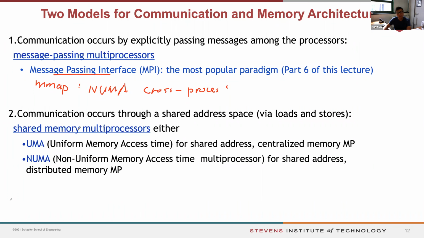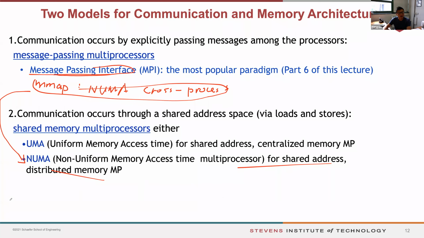Cross-process, when you communicate across shared memory addresses, right? So you typically use, right, this is NUMA, okay? So for the distributed case, sorry, for distributed, it has to go through the network, so it's MPI. But for NUMA and unified memory access, you can use mmap for cross-process communication and OpenMP, which we're going to discuss in part 6 of this lecture. OpenMP is for cross-thread communication.